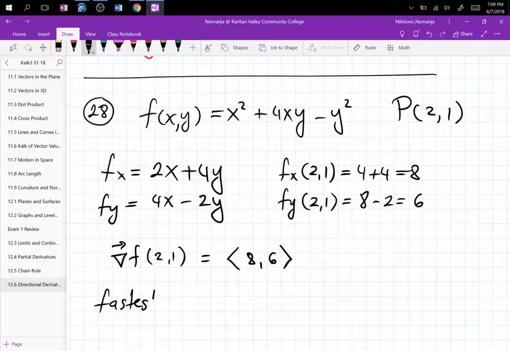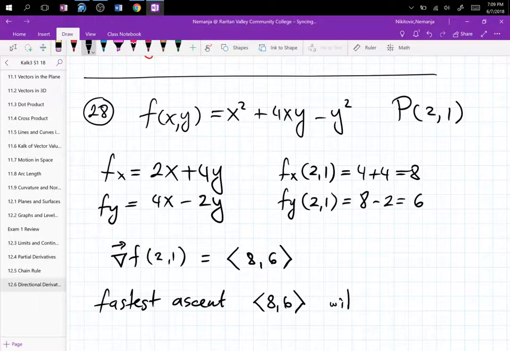The fastest ascent is going to be the vector (8, 6), that's the direction, and then the magnitude is the square root of 8 squared plus 6 squared, which is 10.